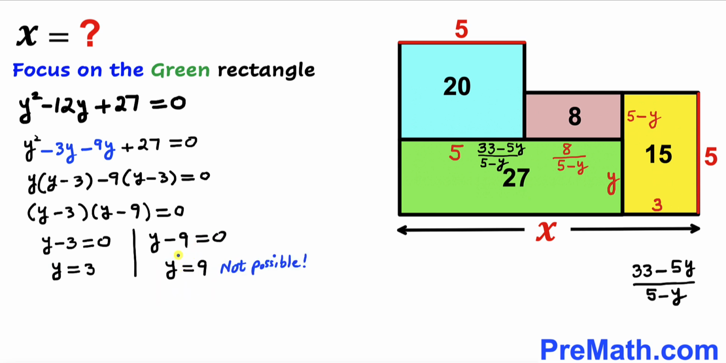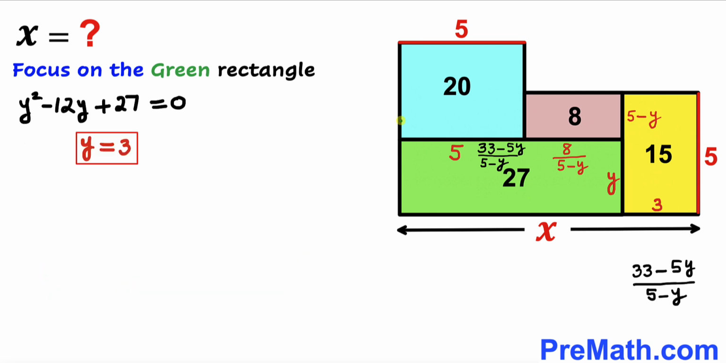And now let's make an observation. We can see y equals 9 is not feasible. If we plug it in over here, 5 minus y, which is, if we put 9, is going to give us a negative length. So length cannot be negative. Therefore we are going to reject this y equals 9 value, and we are going to accept y equals positive 3. So thus our y value turns out to be positive 3.